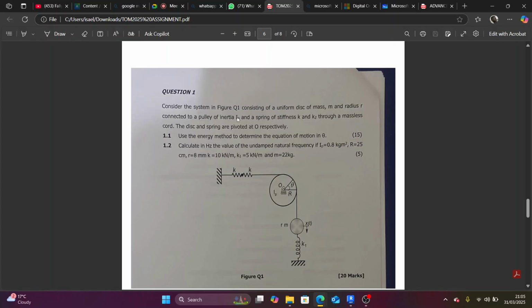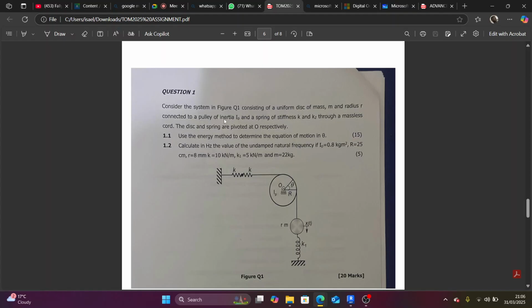Consider the system in figure Q1 consisting of a uniform disk M, radius R. Actually, the energy method is even easier, but I know why I must use Newton. We have 2 hours now. I can do the two methods in 30 minutes. I'll try to be fast. I do believe that you guys have some idea about what's going on.